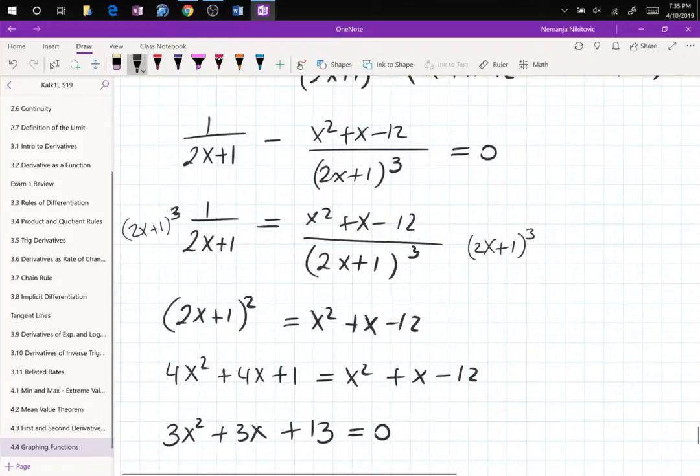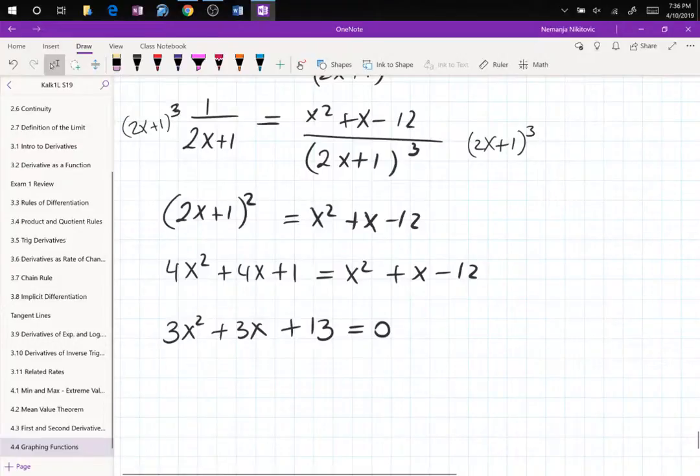Great way to ruin everything. I'm sorry? Yeah, the 13 really ruined everything, because I was hoping to factor out 3 and then have everything. Such is life.